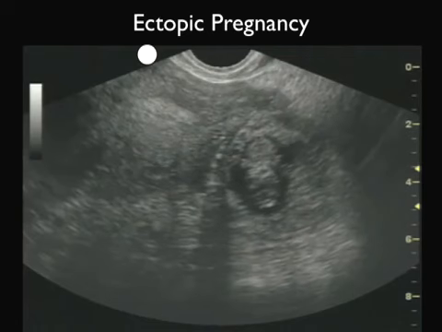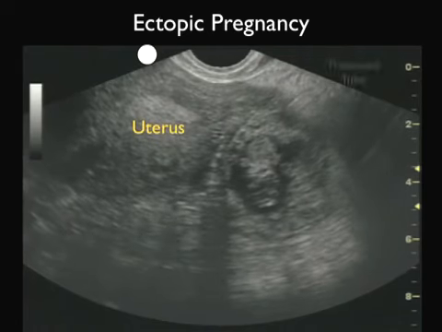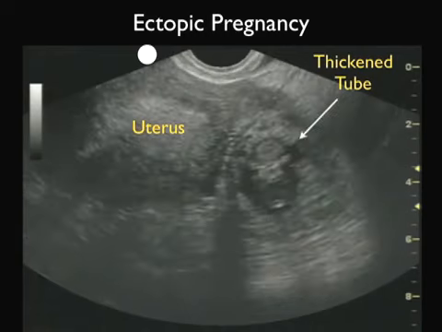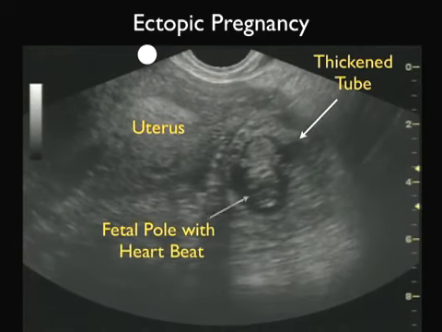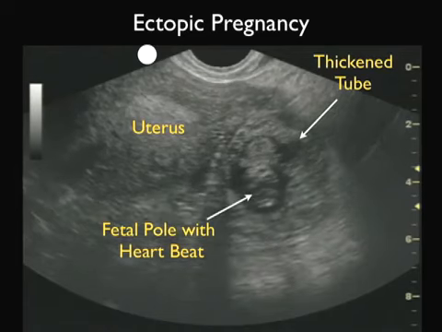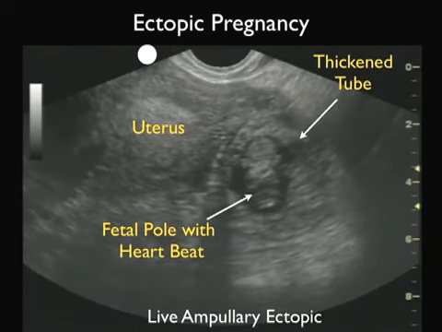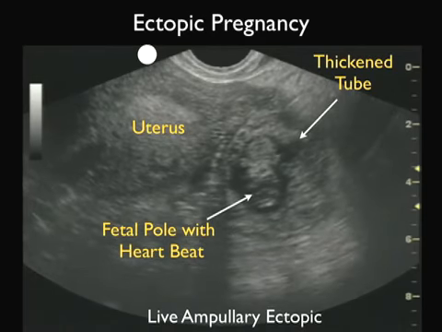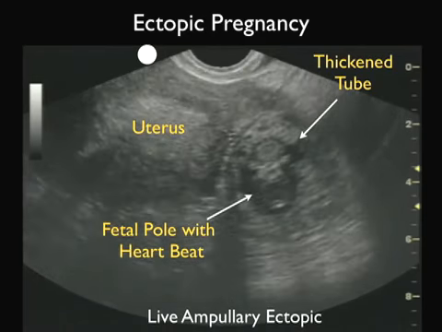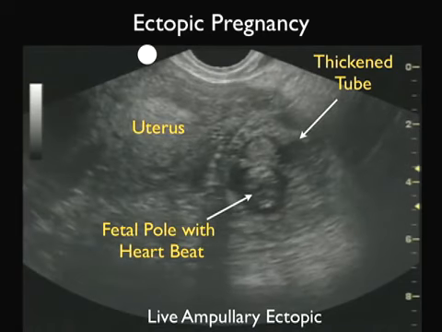Here's a definitive ectopic pregnancy in a patient who presented to the emergency department. What we see here is the uterus towards the left and towards the midline, and out towards the right adnexa we can see a thickened fallopian tube, and inside the fallopian tube we can make out a fetal pole with a heartbeat, indicating a live ampullary ectopic pregnancy.